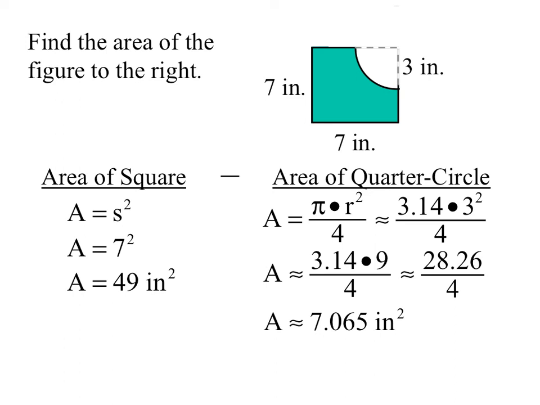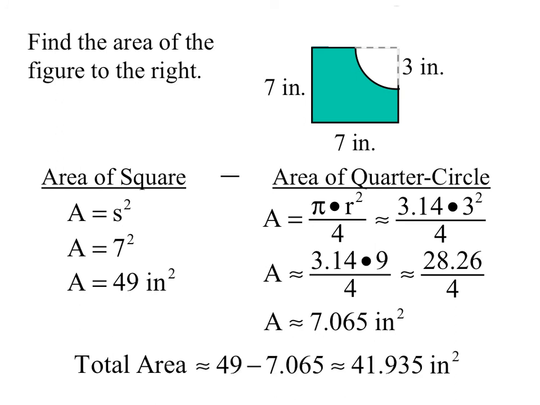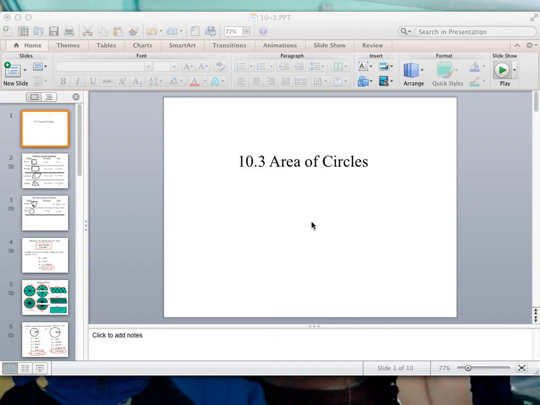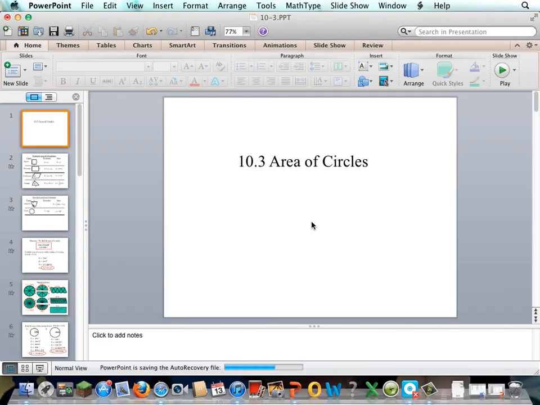Now remember, I've got the square minus the quarter circle. So what am I left with? I have to use 49 square inches minus the area of the quarter circle, and altogether what I get is the remaining area in square inches. And that's 10-3.